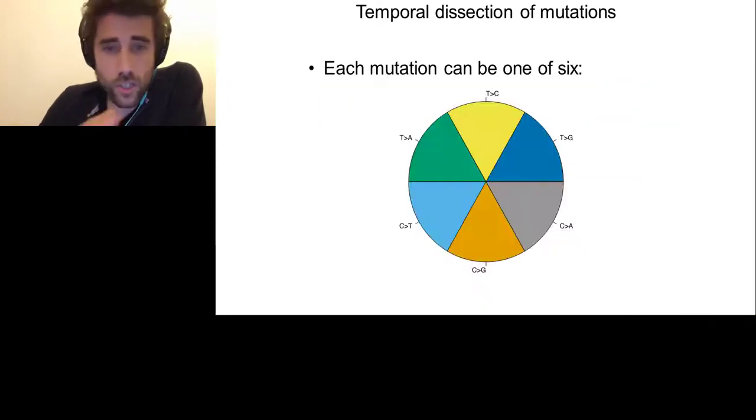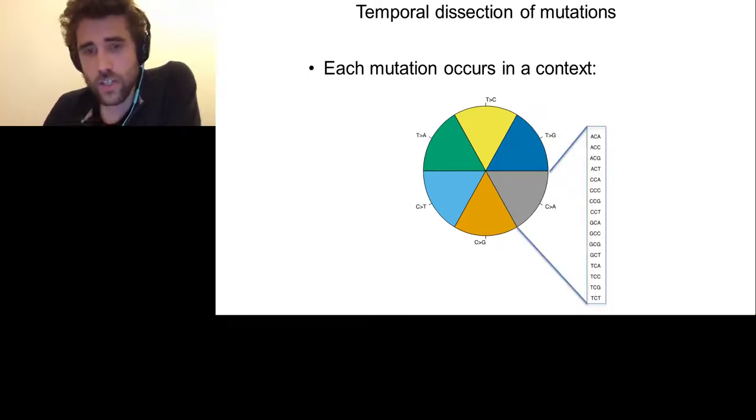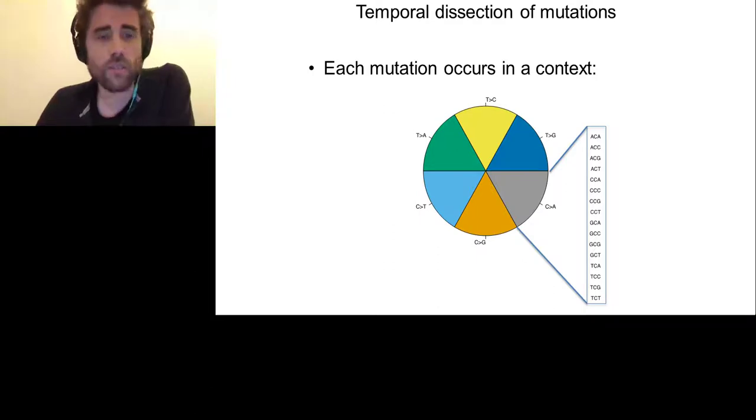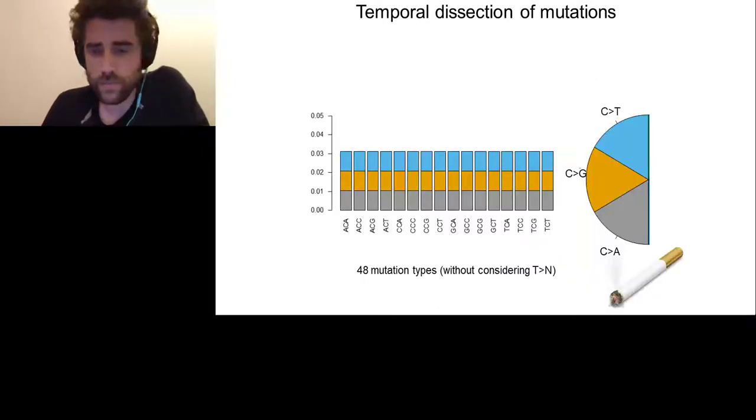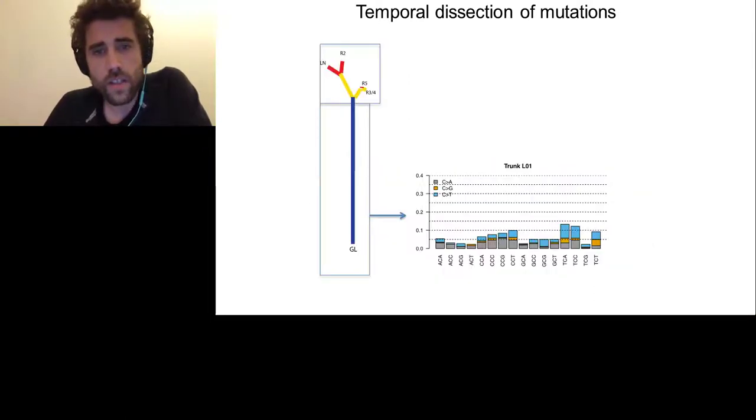And we can now look at each of the 3 substitution types that were really changing here. And when we do that, that means it's 48 different substitution types. And here, when we now look at the early mutations, we can consider these 48 types. And we can see that the early ones here, again, this is a patient that was an ex-smoker.